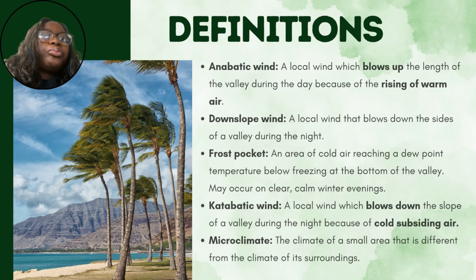And then frost pockets: an area of cold air reaching a dew point temperature below freezing that is found at the bottom of the valley. This may occur on clear, calm winter evenings. And then we'll look at microclimate, which is a climate of a small area that is different from the climate of its surroundings as well. All right.